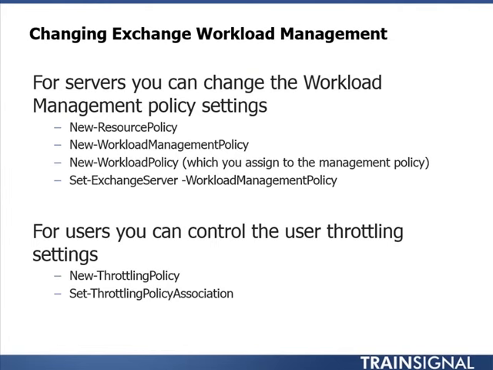On the user side, you can control the user throttling settings using things like new-throttling policy, that's for creating the new policy, and then set-throttling policy association, which really connects the policy to the end users. So you use throttling policy association to associate the policy with the end user.